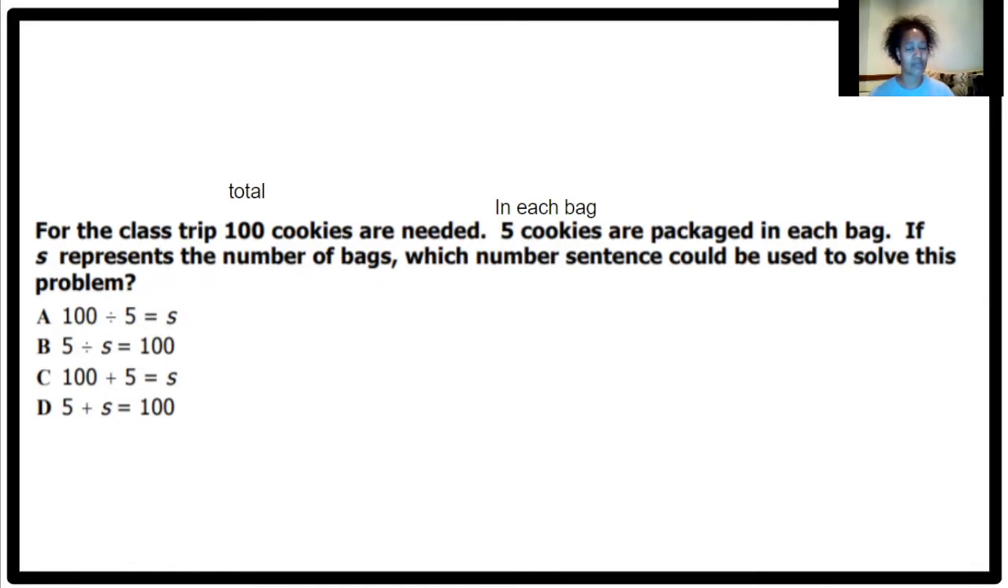So it's divided by, meaning that there's 5 in each of the 100 total. Well, that's a possibility. Let's look at letter B because we want to make sure that we check every answer choice. Letter B says we have 5 and we're going to divide them by some number. Well, we actually know the number and 5 is not our total. So 5 is not what's being divided. That automatically eliminates B. So the best answer choice should be letter A. 100 is how many cookies we have. We're dividing them by 5 in a group, which then leads us to S groups, which we would have to find out.